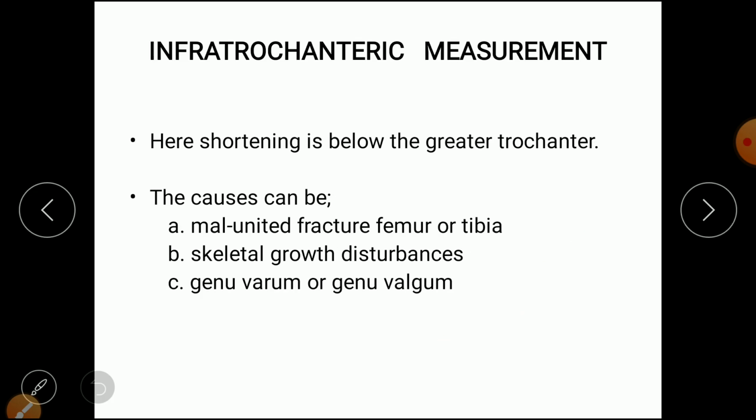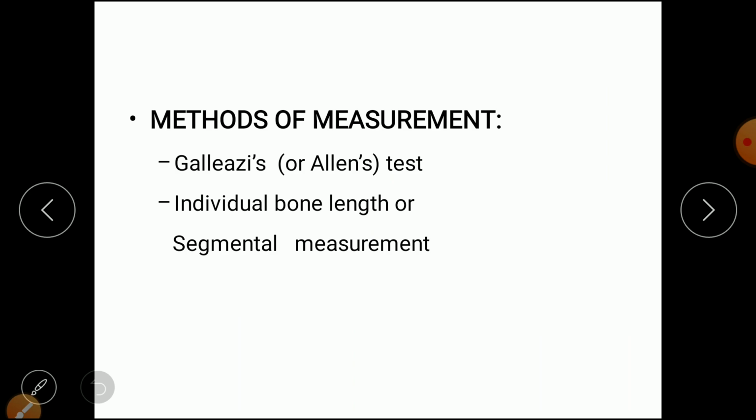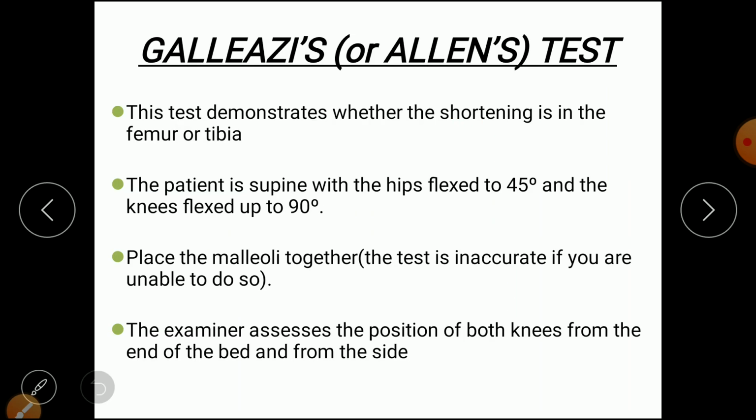Now we discuss the infratrochanteric measurement. Here shortening is below the greater trochanter, that's why it is known as infratrochanteric. Causes are malunited fracture of the femur or tibia bone, skeletal growth disturbances, and genu varum or genu valgum in the knee. The methods are the Galeazzi or Allis test, and second is individual bone length or segmental measurement. First we see the Galeazzi or Allis test.